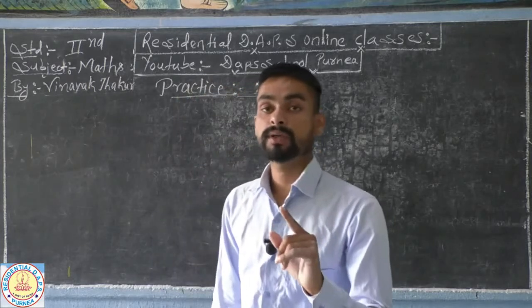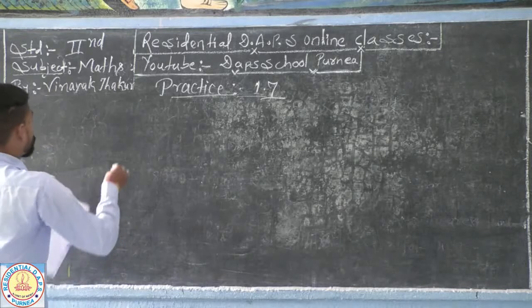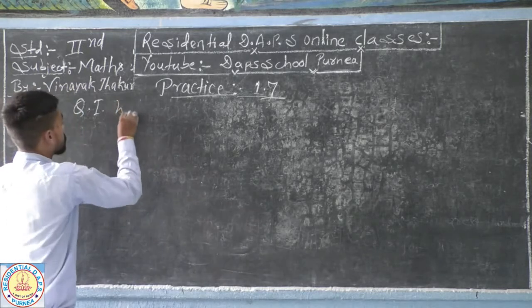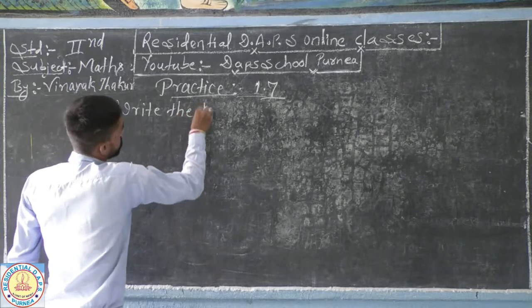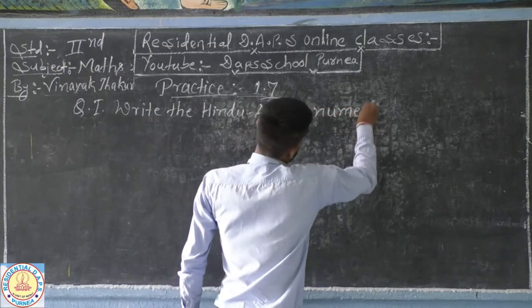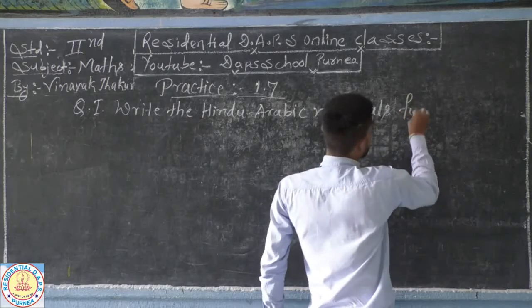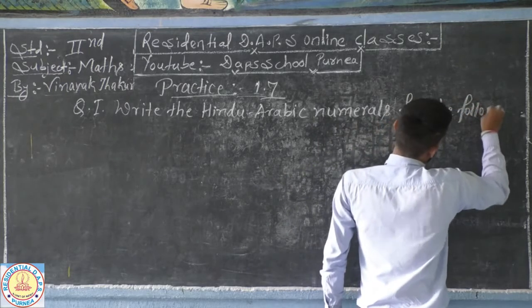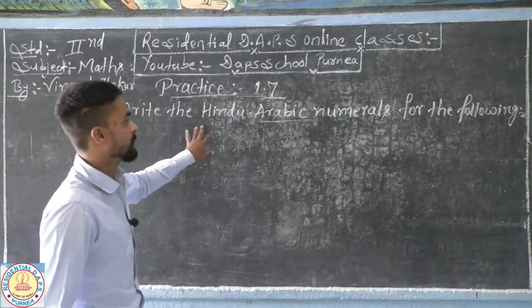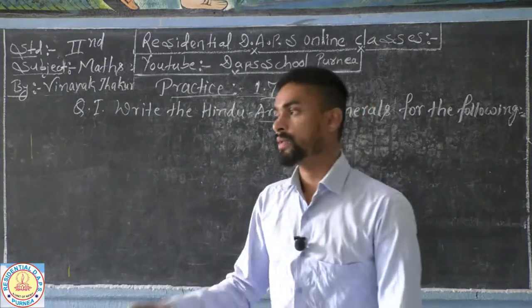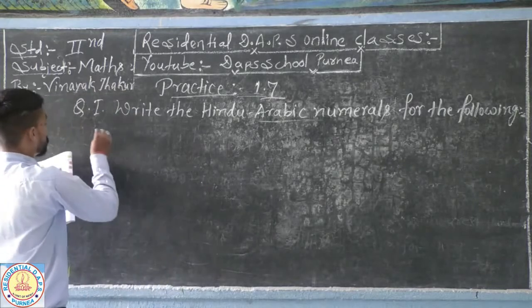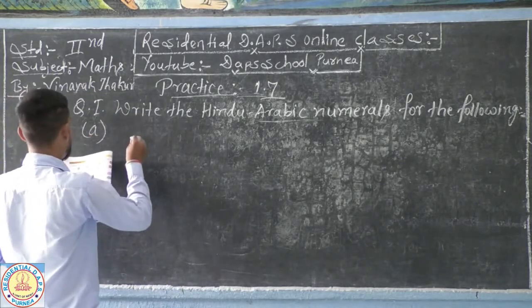So at first you need to remember these Roman numerals, and I'm going to solve your question number one. In your question number one, write the Hindu-Arabic numerals for the following. So guys, in your first question you have to write the Hindu-Arabic numerals. You also know that we always write our numbers in this way, so you have to convert Roman numbers into Hindu-Arabic numerals.